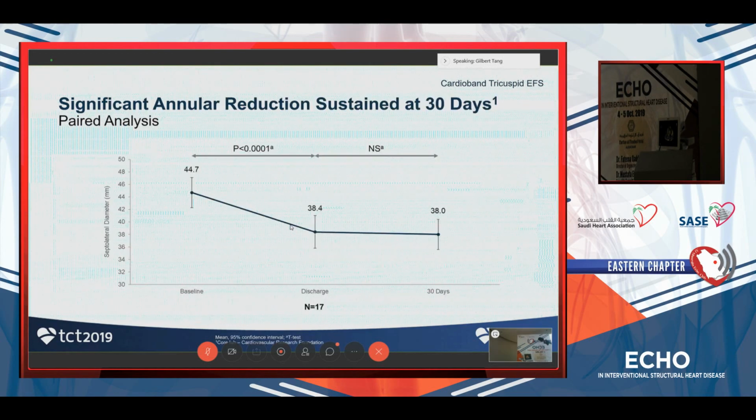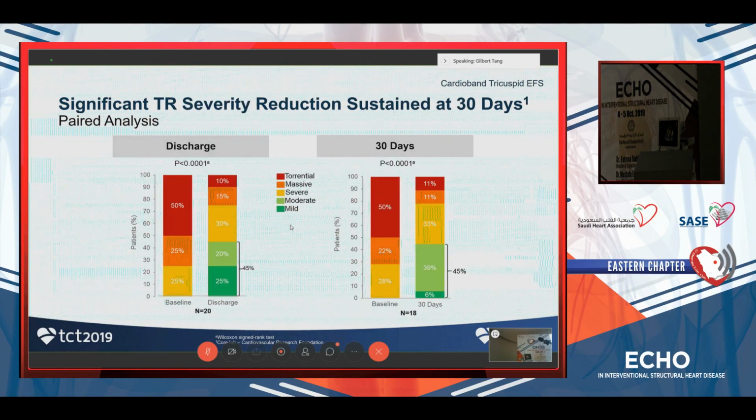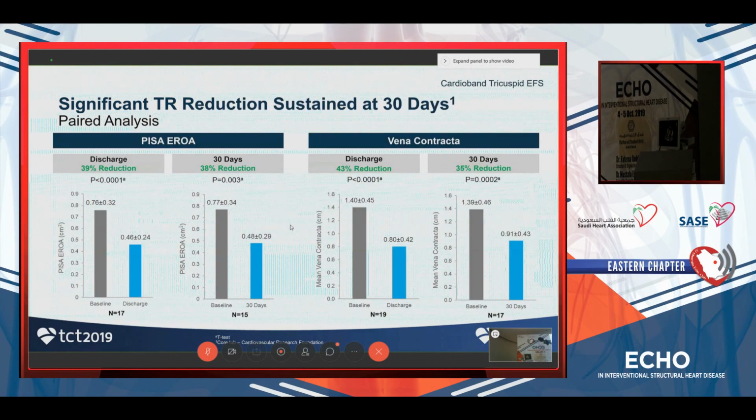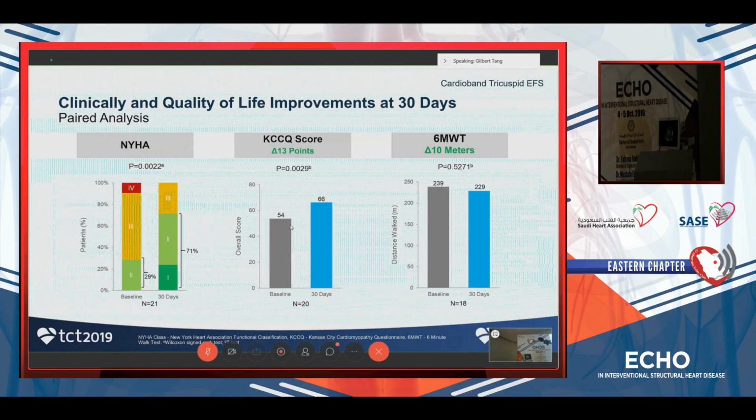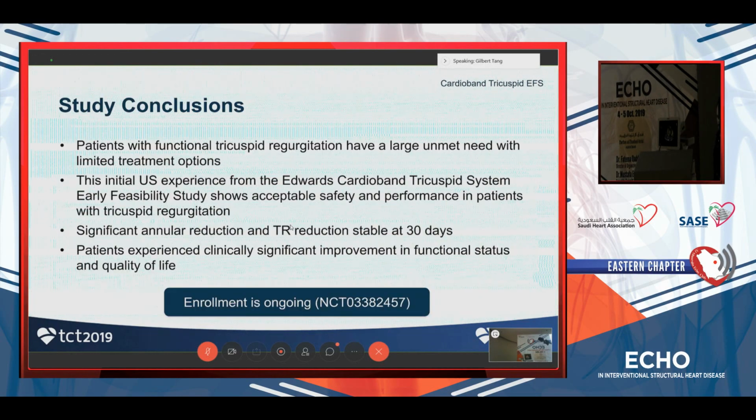You can see here at 30 days, a sustained annular reduction. And also TR severity was much improved compared to baseline. So you can see here there's significant TR reduction also at 30 days in terms of PISA, EROA, and vena contracta, and good KCCQ score improvement and 6-minute walk test. So the conclusion of this particular device is that the initial early US experience is promising with sustained TR reduction and annular reduction, and currently the trial will be expanded shortly.